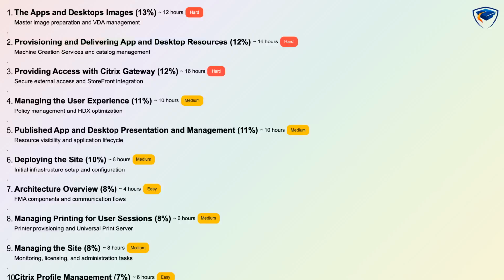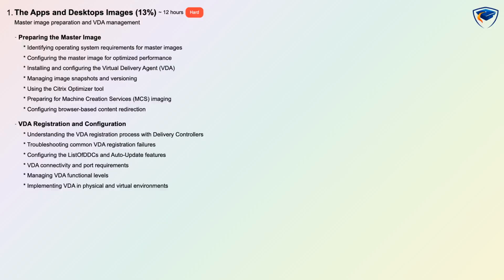Each domain lists a difficulty, estimated learning time, and assessment type so you can plan hands-on labs and conceptual review accordingly. The apps and desktops images domain is 13% of the exam. It focuses on master image preparation and VDA management, is rated hard, and estimates 12 hours.